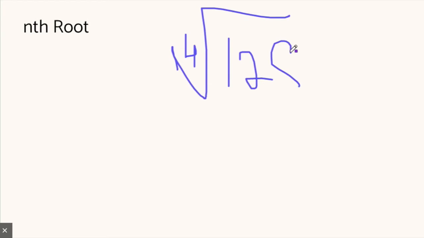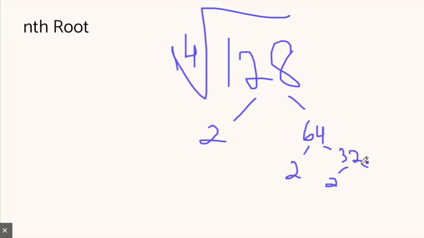Let's do a question where we have something left over. 4th root of 128. Let's take 2 out. We're left with 64. Take 2 out again. We're left with 32. Take 2 out. 16. Take 2 out. 8. Take 2 out. 4. And 4 is just 2 and 2.